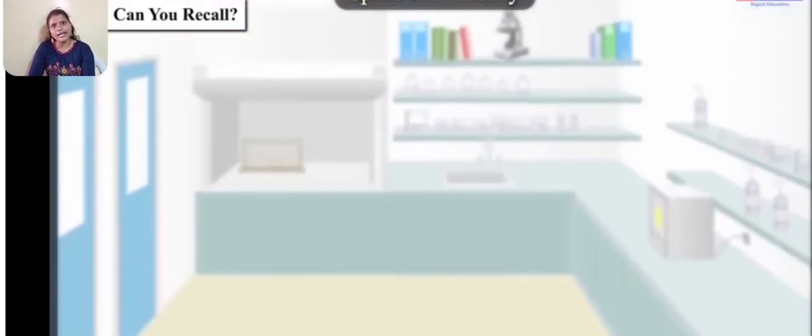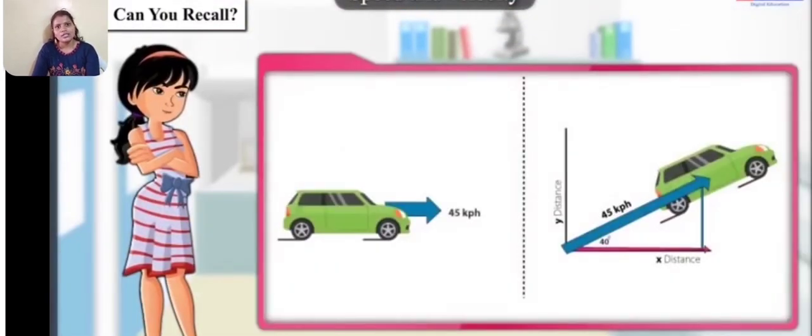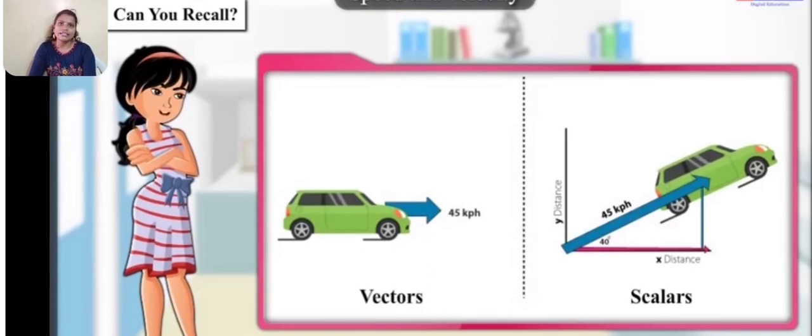Now, speed and velocity. So what are vectors and scalars? Which of the quantities distance, speed, velocity, time, and displacement are scalars and which are vectors?